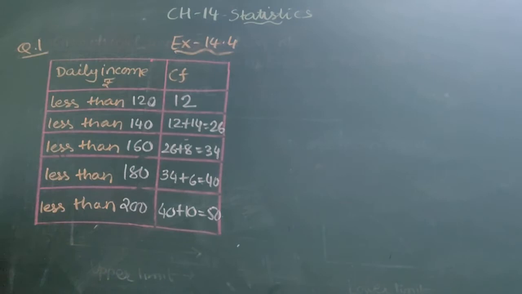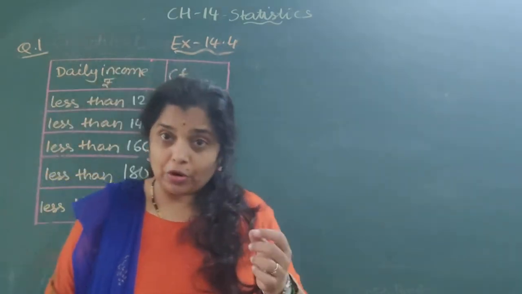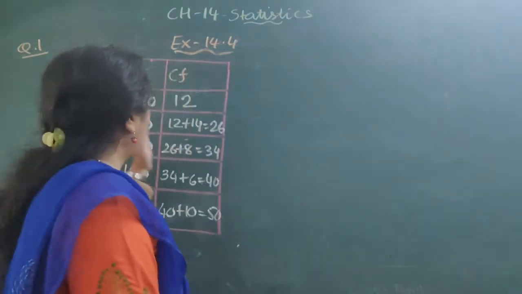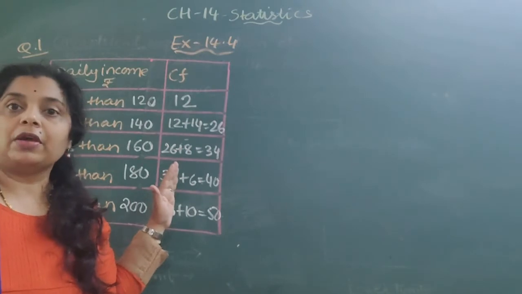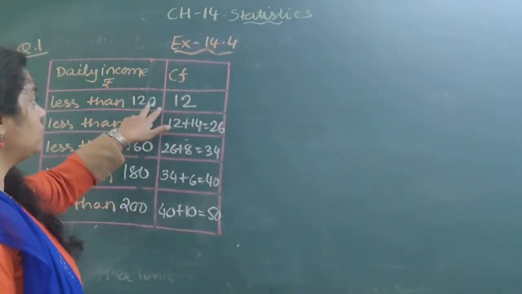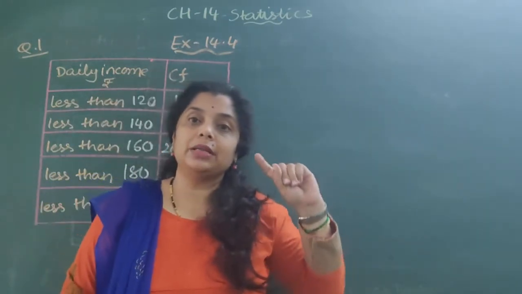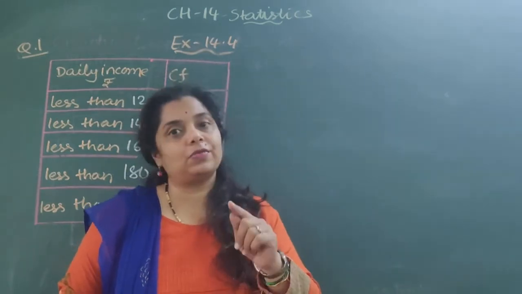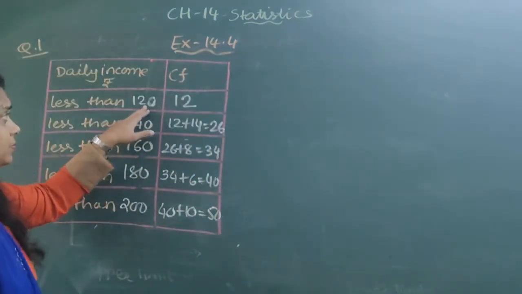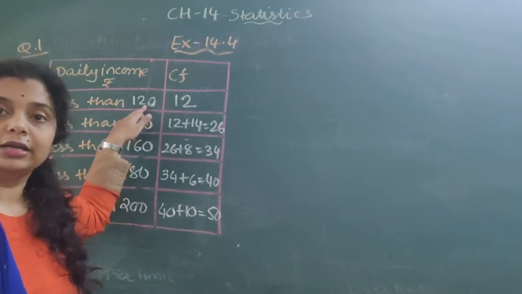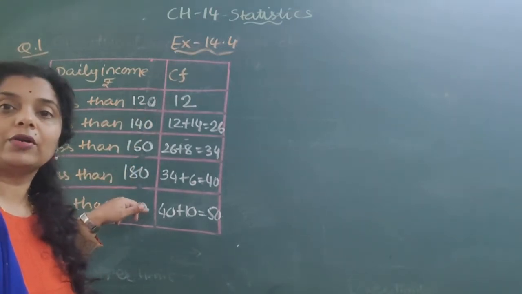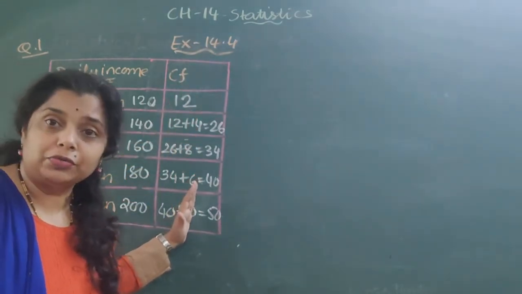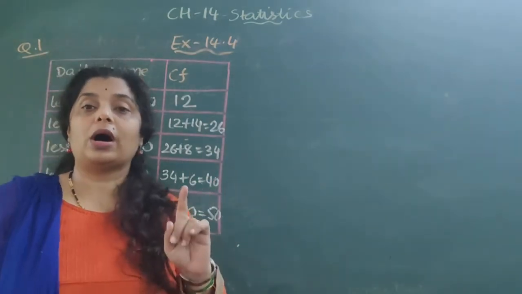Now, to draw any graph, what do we need? Points. Points means x coordinate, comma, y coordinate. So from this data, we first have to obtain the points. As I told you, in less than type, what do we have to take? On the x-axis, the upper limit, and on the y-axis, the cumulative frequency. Whatever values are related to the upper limit are on the x-axis, and whatever value we obtain as cumulative frequency, we show on the y-axis.